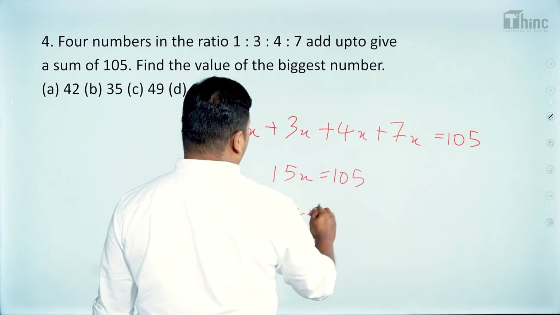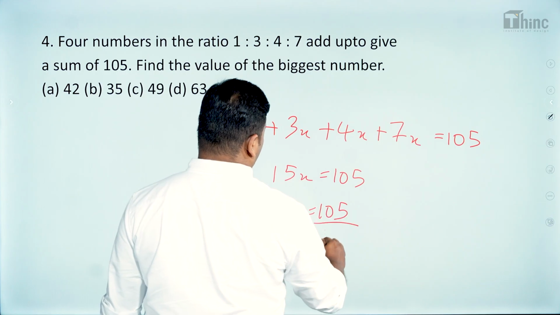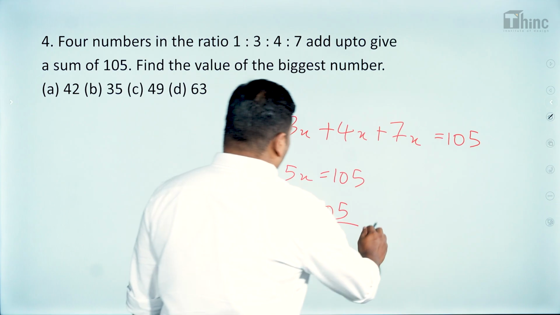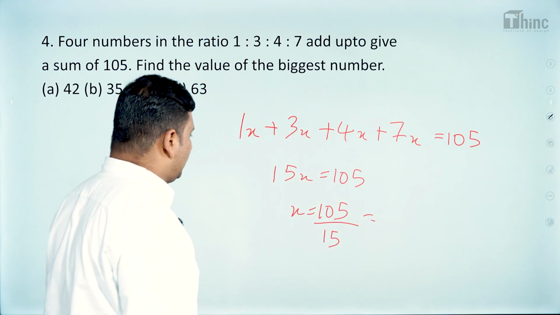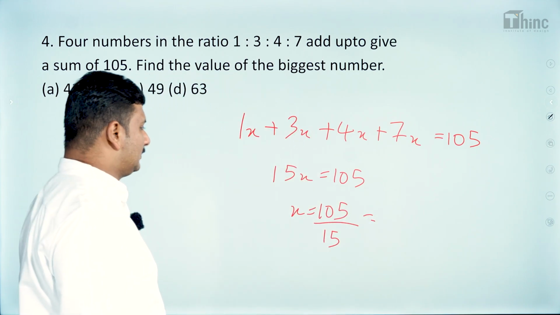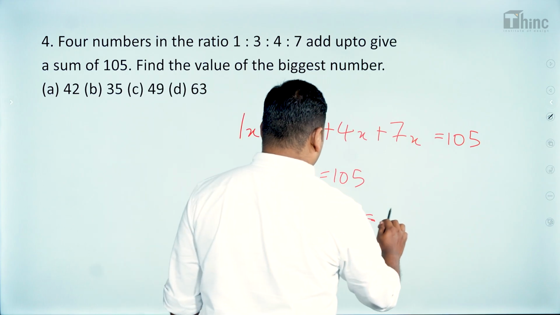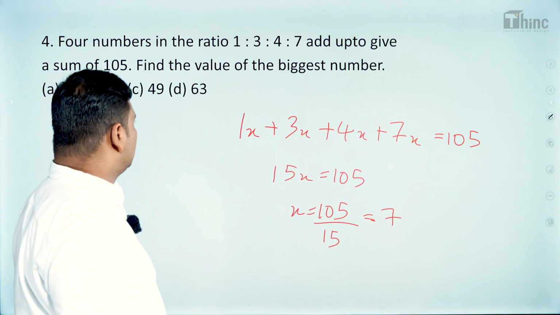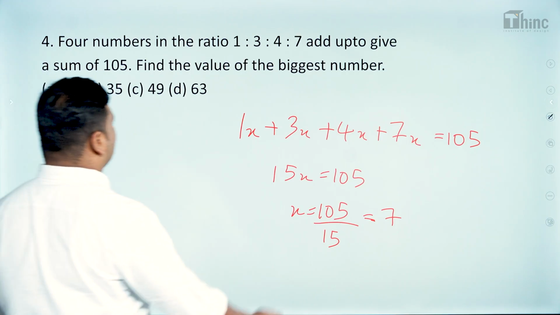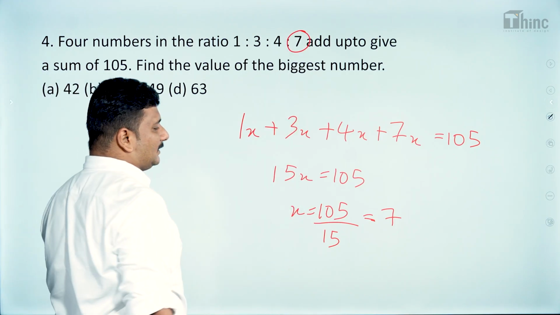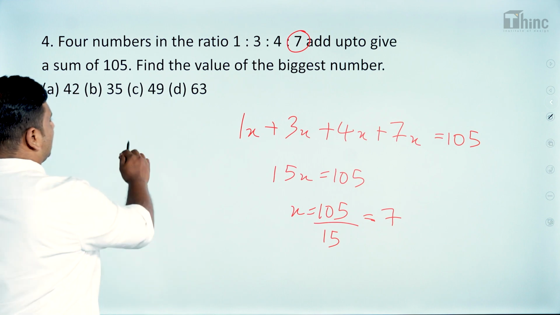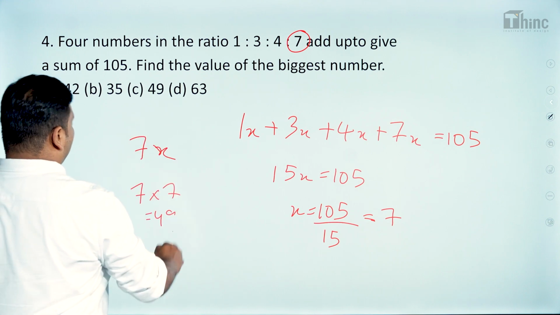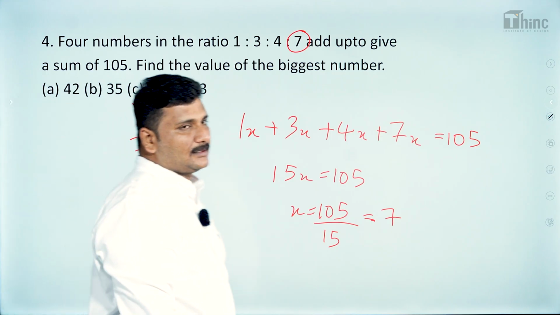So what will be x? It is 105 by 15. So what is 105 by 15? We know that 15 into 6 is 90, right? So I think it is 15 into 7. So if you do 15 into 7, we'll get 105. So we got x as 7. And we need to find what is the biggest number. So biggest number is basically 7x, right? So since x is 7, the biggest number will be 7 into 7, which is nothing but 49. So 49, option C will be the correct answer.